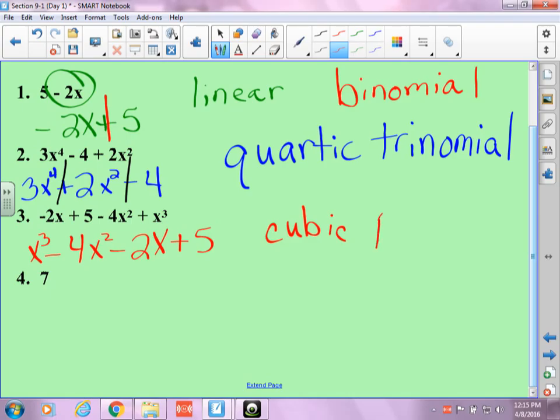So polynomial with 4 terms. And yes, you have to put polynomial because that's what it is.